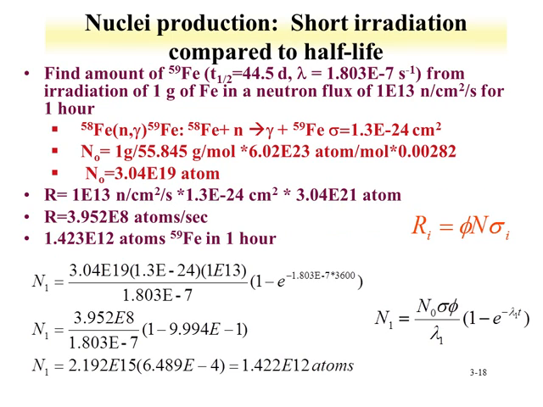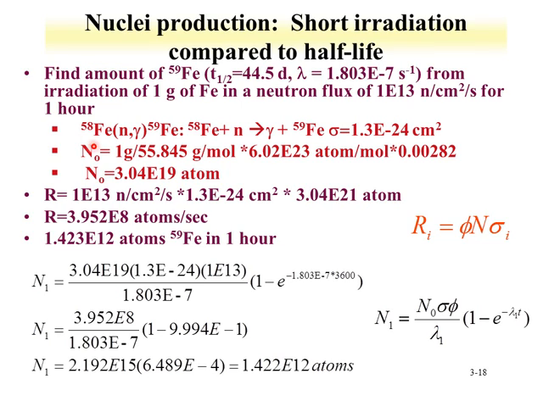Let's do some calculations. Let's start off with something fairly straightforward. Let's say that the irradiation is short compared to the half-life of the product isotope we've made. And in this case, let's find the amount of iron 59 that we make from irradiating 1 gram of iron in a neutron flux of 1 times 10 to the 13th neutrons per centimeter squared per second for 1 hour. So the half-life is 44 days, and we're going to irradiate for an hour. So the irradiation time is short compared to the half-life.